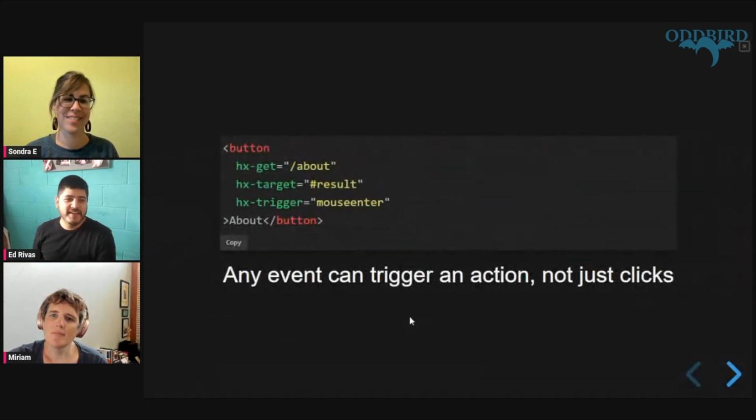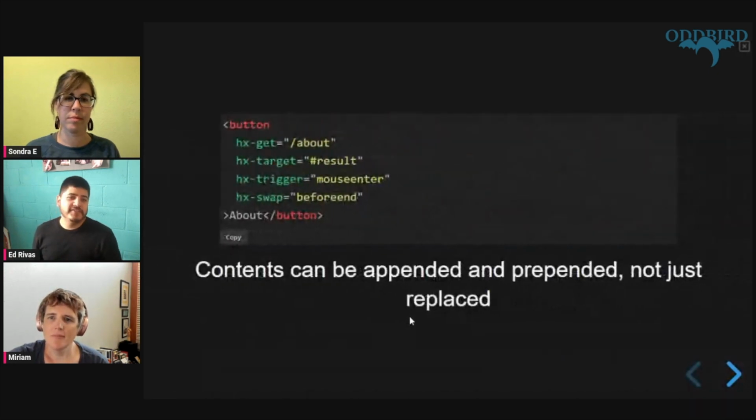We can also change what triggers the interaction. So normally you would need to click on the button for it to create the request and swap it out in the target. But you can also use any normal event to start the request. So in this case, I can tell it to start the request when I do the mouse enter, right? So by just hovering over the button, I would start the request and it will be swapped into the target div. And then finally, you can also change the swap strategy.